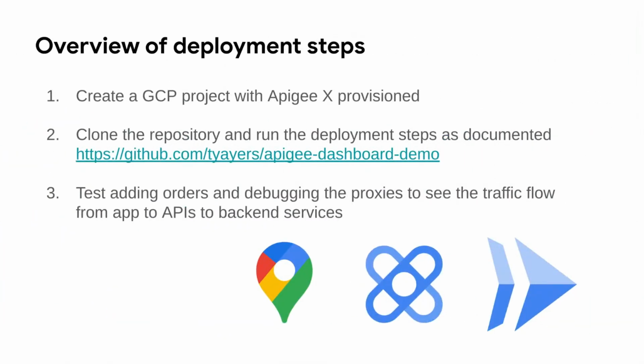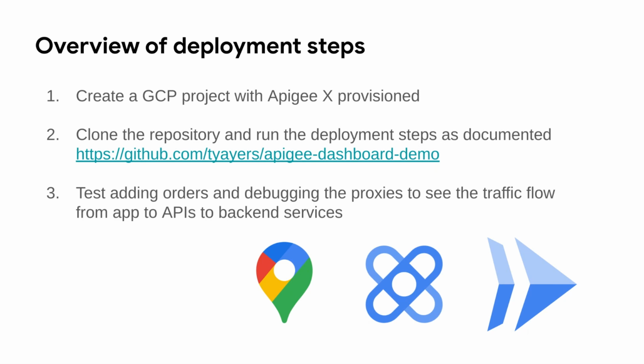So here are the steps we're going to do to deploy this. We're going to use a fresh GCP project with Apigee X provisioned. So you need that as a baseline. There's great documentation and there's a great wizard for getting everything set up with the new project in Apigee X. Then we're going to clone the repository that has all the app assets and resources. We're going to run the deployment steps together as documented. And that's at this GitHub link at Apigee Dashboard Demo.